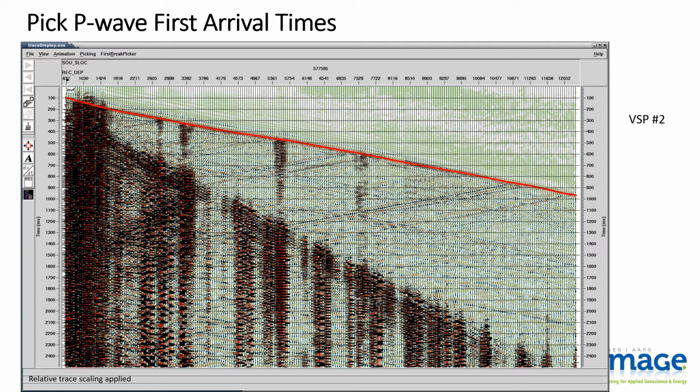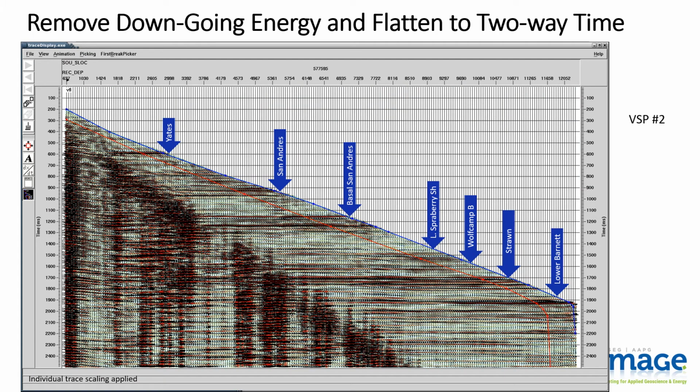This may seem like a trivial step, but in fact this one-way time versus depth relationship is one of the most significant benefits of VSP data. We'll come back to this in a little bit. Next, we remove the downgoing energy and then correct to two-way time, which flattens the reflected energy for subsequent stacking.